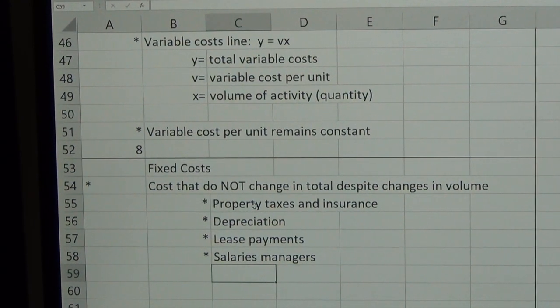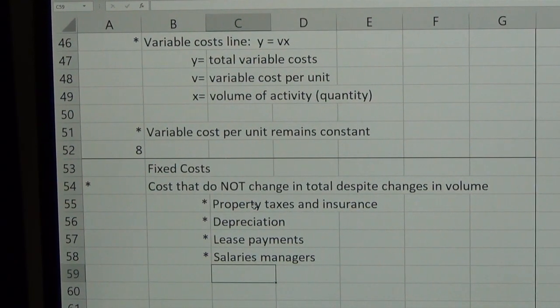Insurance, likely going to be the same. Depreciation, that's something that's determined when you buy the asset and then you're depreciating it over its useful life. That's not going to change. That doesn't go based upon volumes. It stays pretty static, right?